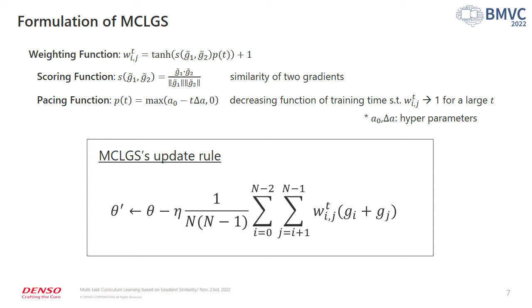This slide shows a formulation of MCLGS. To realize such a curriculum, we introduce a simple weighting function, and it consists of a scaling function and a pacing function. The scaling function is a cosine similarity of two gradients, and the pacing function is a decreasing function of training time such that the output of the weighting function will be 1 for a large T. By using this weighting function, the proposed update rule is shown like this.